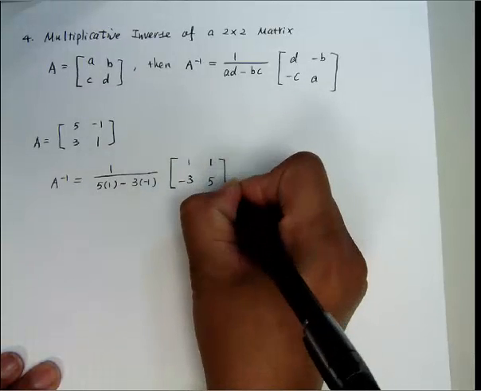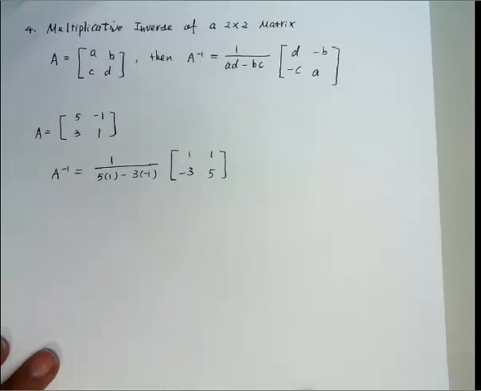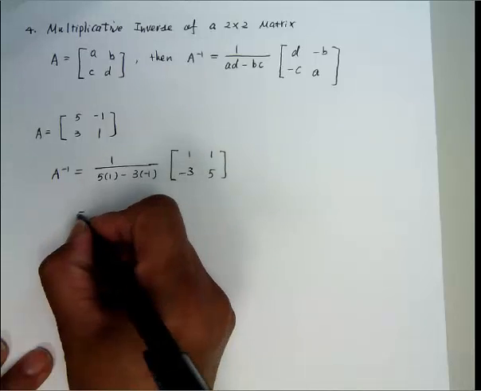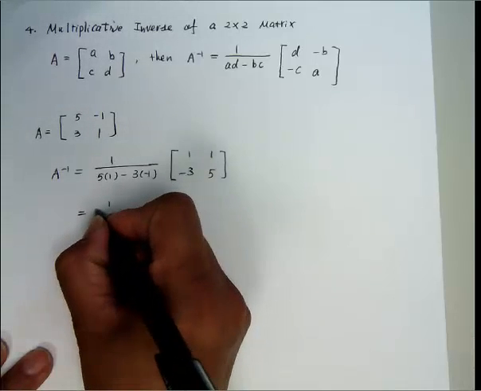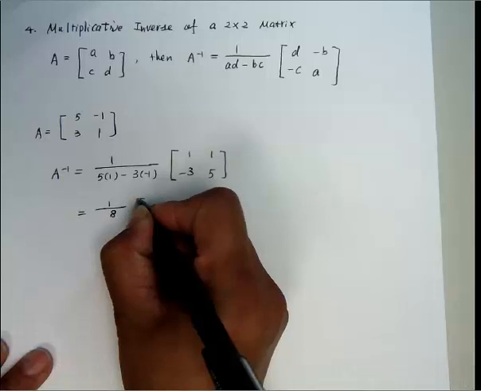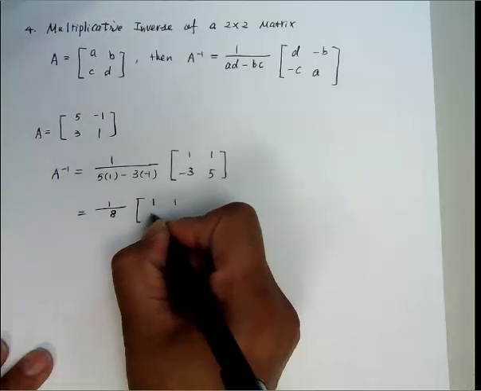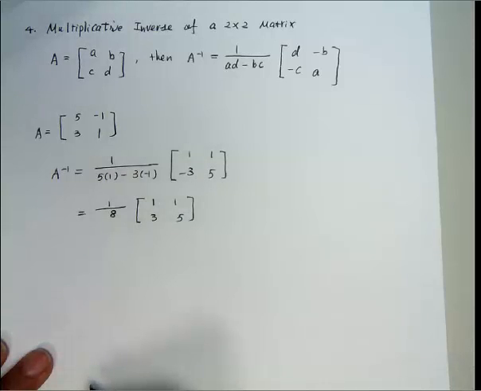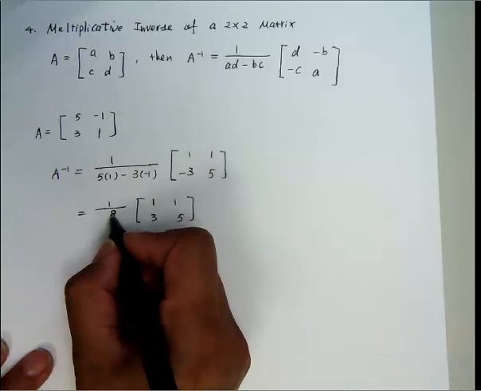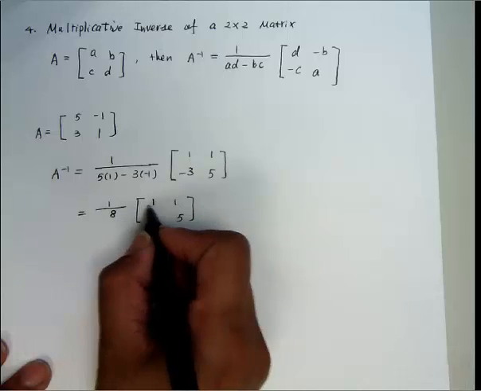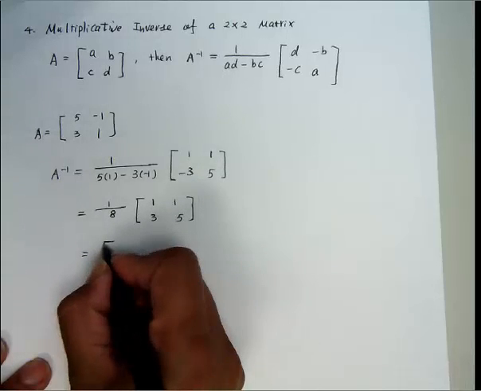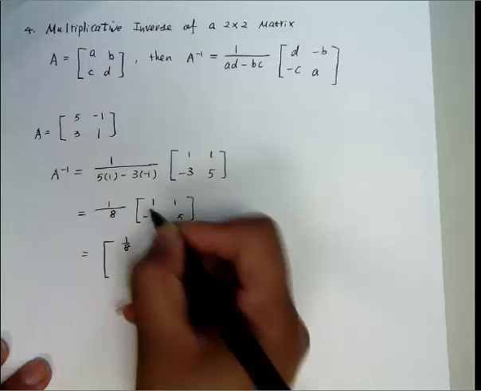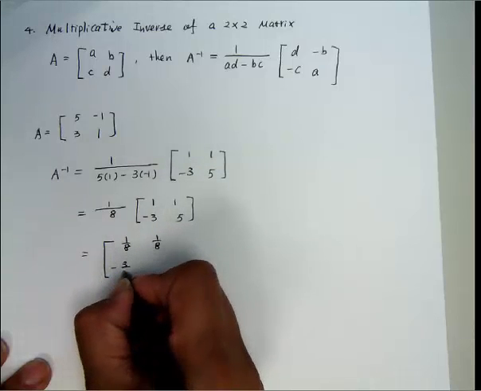Sorry for the screen. Something happened to my computer. And let's continue working on this problem. That will be 1 over 8 times 1, 1, 3, 5. Well, this is not really your inverse yet. You need to do the scalar multiplication, multiply the 1/8 by every element inside your matrix. So it's 1/8, 1/8. Oh, I copied without the negative: 3/8, and 5/8.